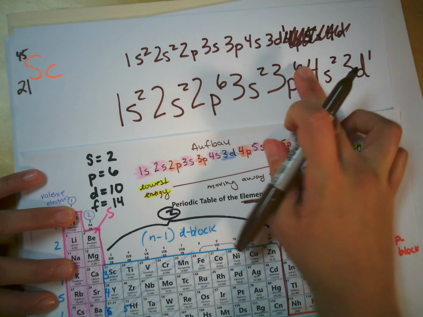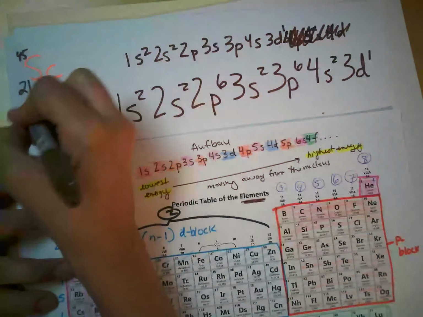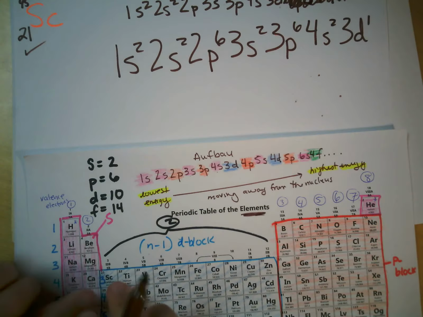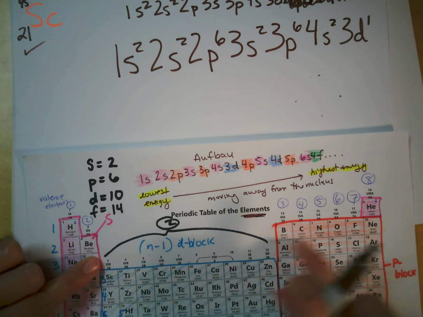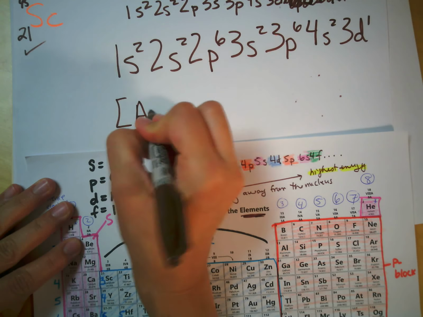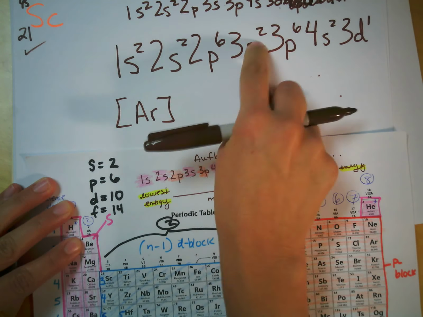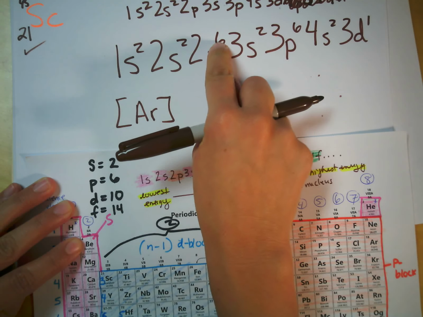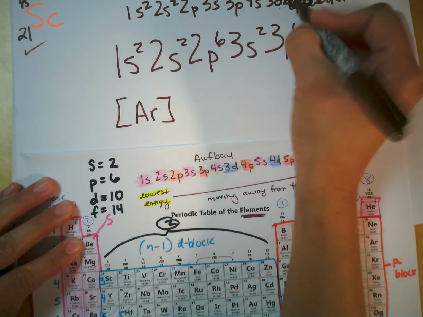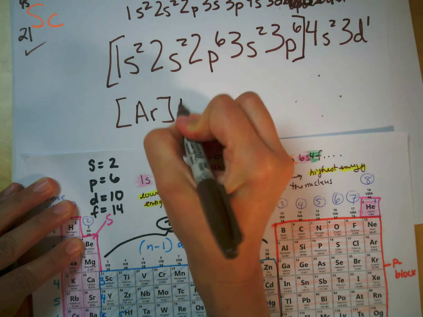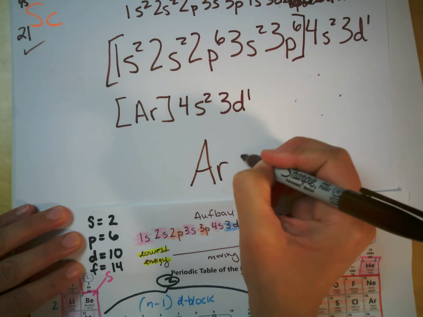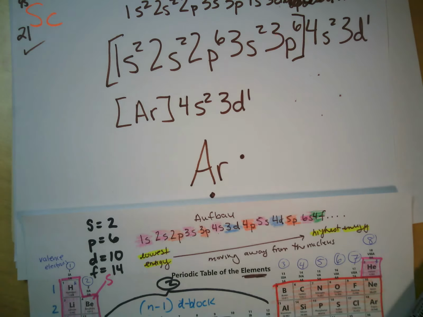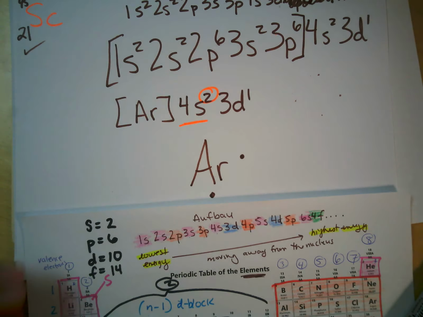10, 12, 18, 20, 21. Perfect. And then we can write our noble gas configuration, our shorthand, go up all the way over to argon. Argon is 18. So count 18. So 2, 4, 10, 12, 18. So all of this is argon. We're left over with 4s2, 3d1. And scandium would have 2 valence electrons because the highest s is that 2.